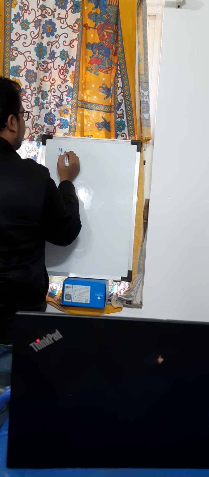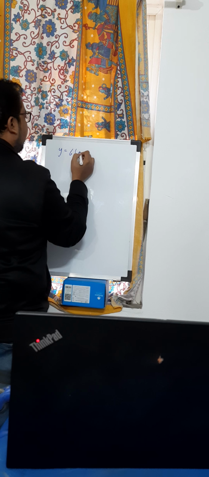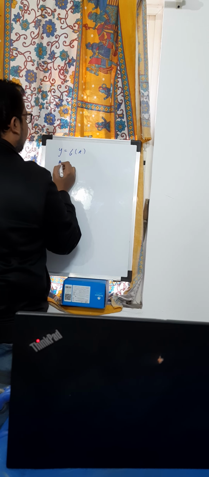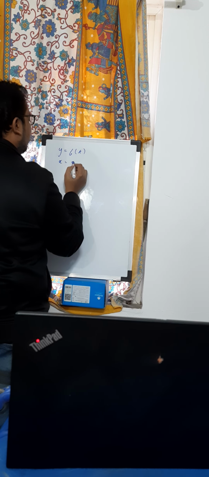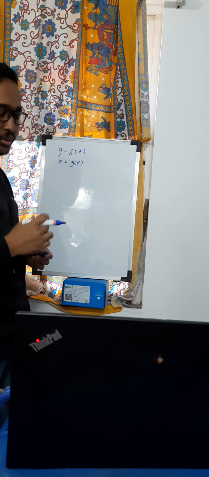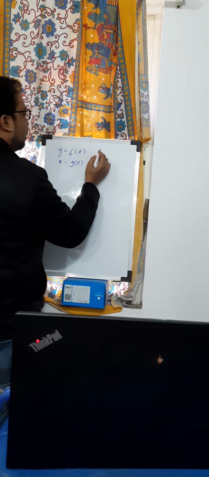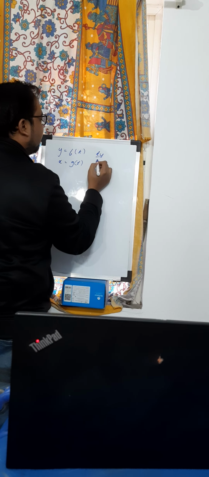We are going to start with parametric differentiation, and they are of the form of some y is equal to some f of t, and x is equal to some g of t. So usually the question comes like, what is dy by dx?